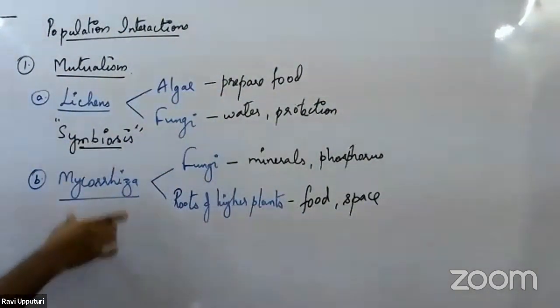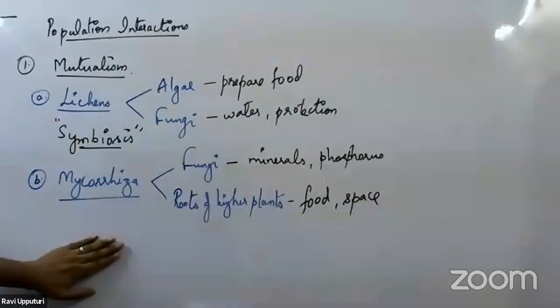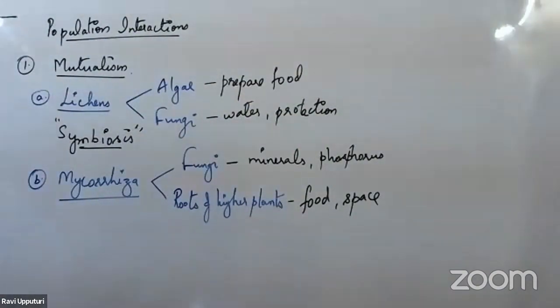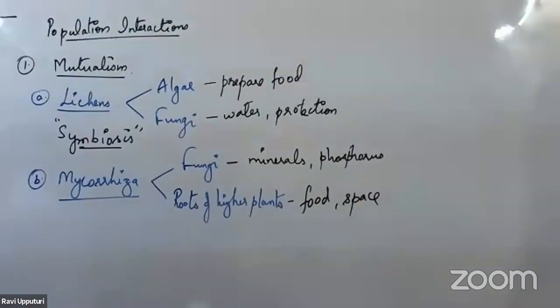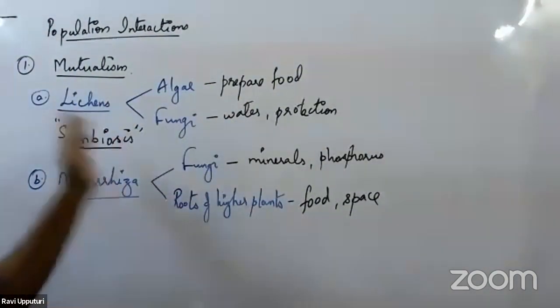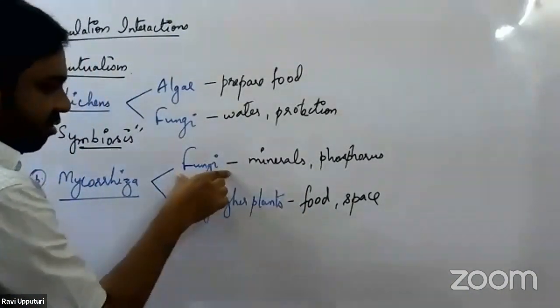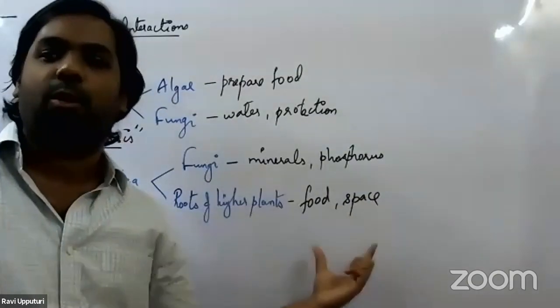Again, the type of mutualism here is said to be symbiosis. They undergo a symbiotic association because the interaction between these two organisms is permanent. So if the fungi is removed from this sort of interaction, which we call mycorrhiza, the plant will not get enough phosphorus for its proper growth.